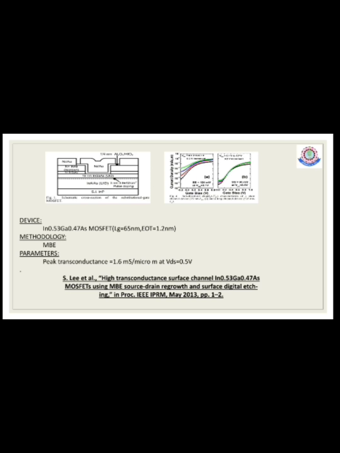The parameter dealt with here is peak transconductance. This graph shows the subthreshold characteristics for both the short channel with gate length 75 nanometer and the long channel gate length 535 nanometer device. The 75 nanometer gate length device shows 124 millivolt per decade minimum SS at VDS 0.1 volt. SS refers to subthreshold swing. Subthreshold voltage means the voltage between source and gate terminal.